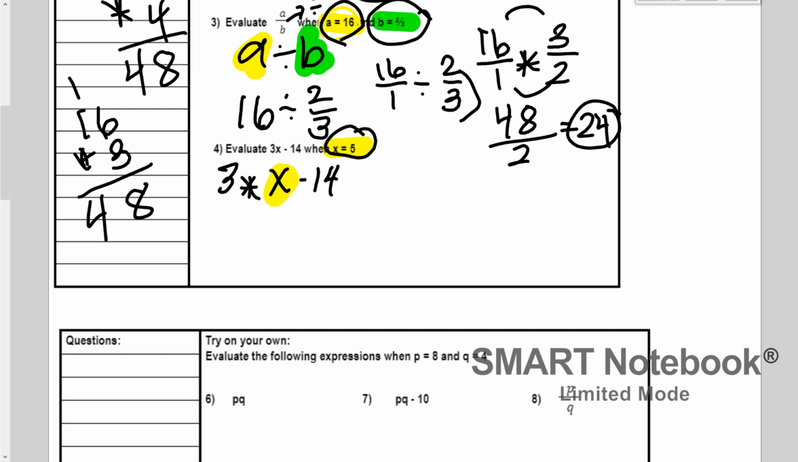All right, so here I've got x equals 5, so I'm taking out the x and I'm putting in a 5. So I've got 3 times 5 minus 14. Here we've got multiplication and subtraction, so here's where that PEMDAS comes in. I'll write that on the side of the paper.